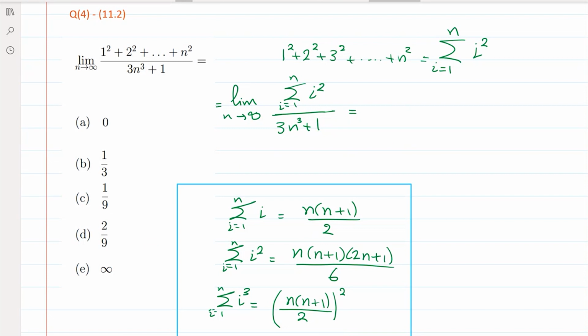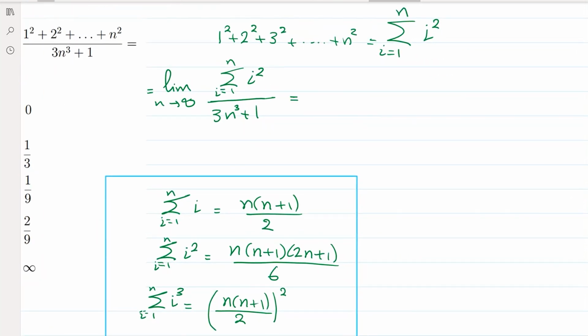Okay, let's go back to our question. Umar, the formula is this, okay? Come on Ali, continue. So this is equal what? Limit as n goes to infinity of the summation of the squares, which will be n plus 1, 2n plus 1 over 6, and there is another denominator. If I try to take shortcuts, I can write it as 6 all over 3n squared plus 1.